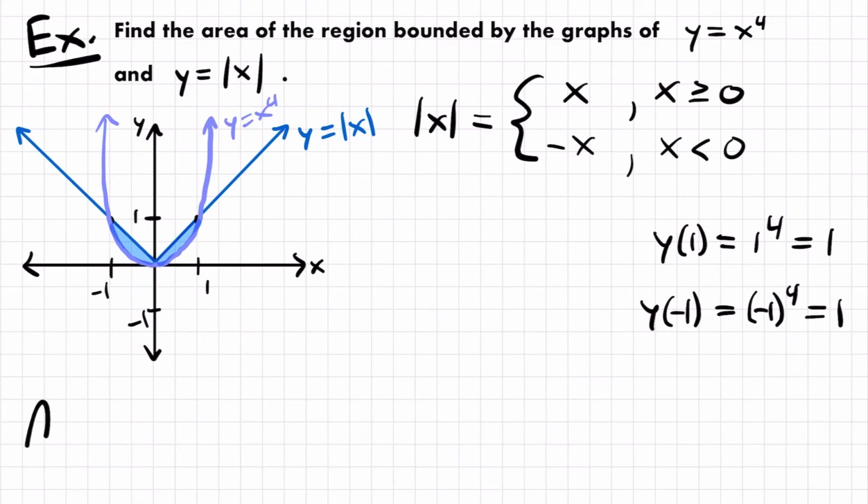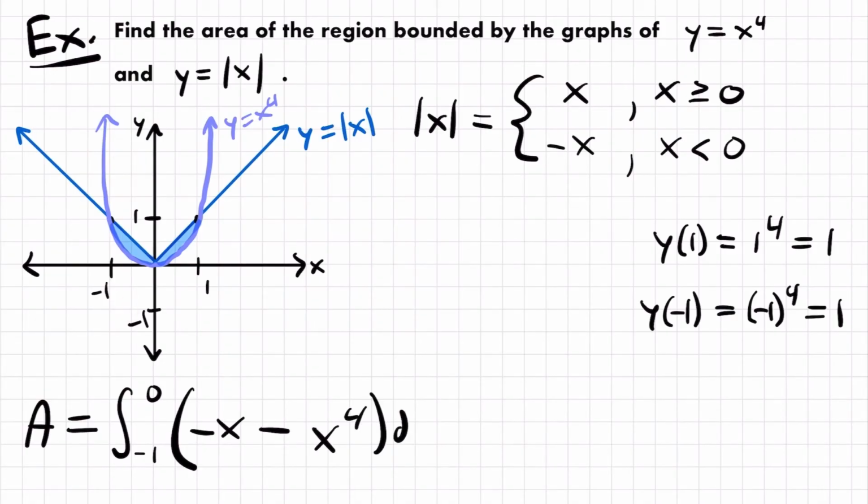So the area will be equal to the definite integral from -1 to 0 of the top function, which will be negative x, right? We have the absolute value of x as this top function, but this side of it is negative x for the negative values of x. So we have negative x minus the bottom function, which is y equals x to the fourth power, because that is on the bottom of our region when looking from the top down. So we have minus x to the fourth power.